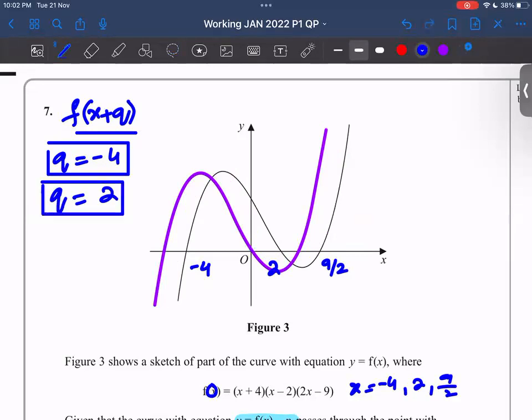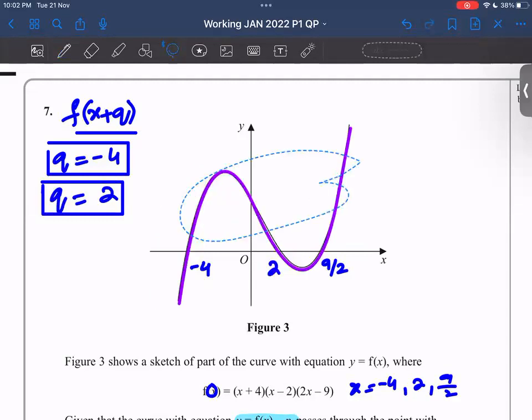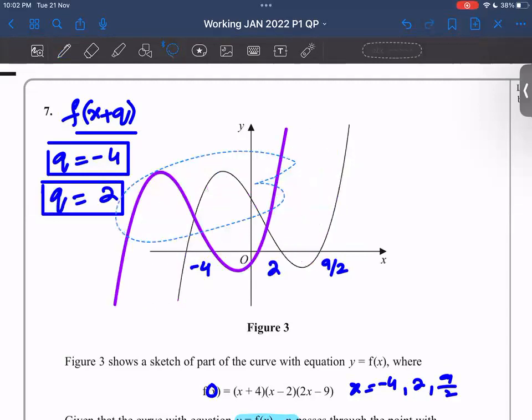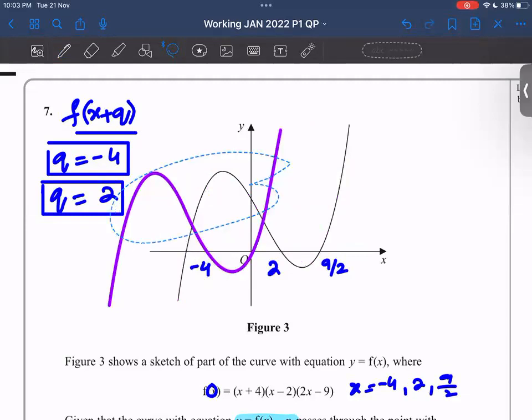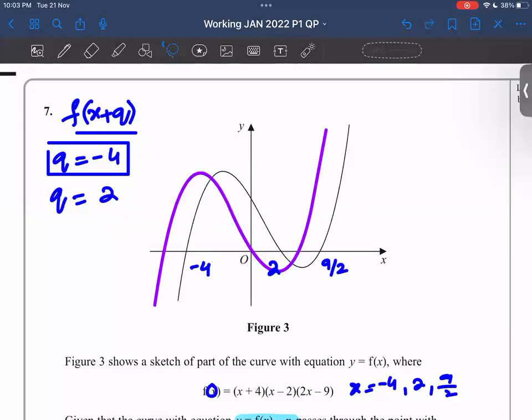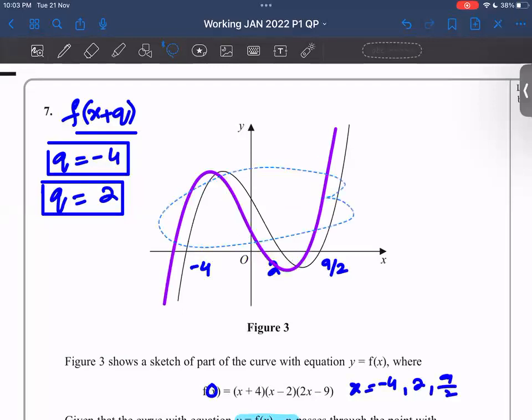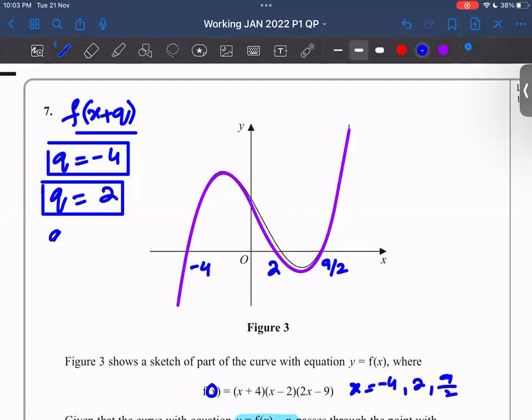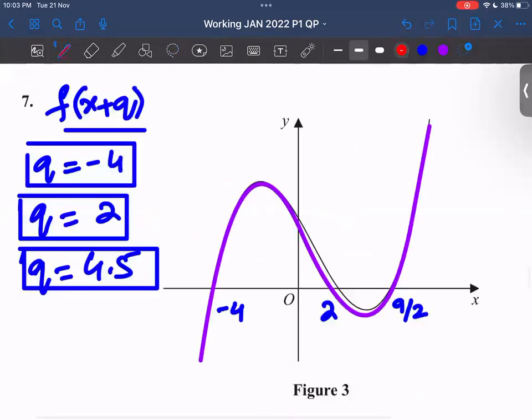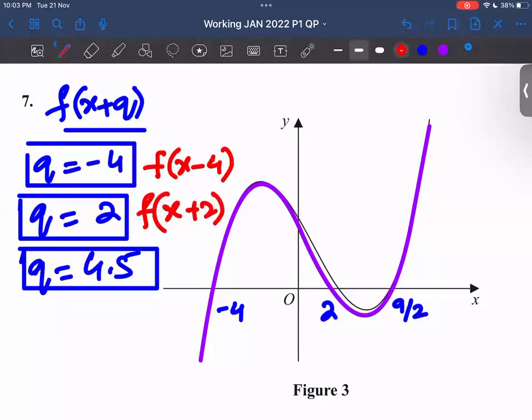Now, let us reset it back. You can move left side 4.5, which is 9/2, to get the curve passing through the origin. So how much you are moving left hand side? 4.5. 9/2 is 4.5. So the value of q over here is going to be 4.5. It means when q equals -4, the function becomes f of x minus 4. This becomes f of x plus 2. This becomes x plus 4.5.